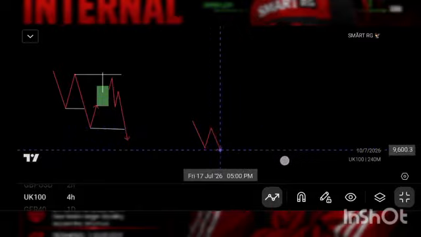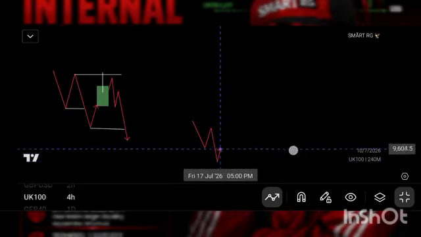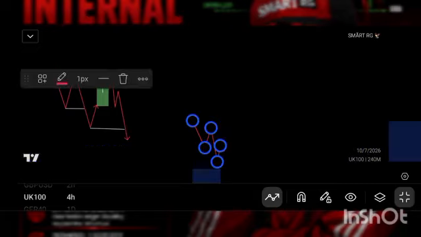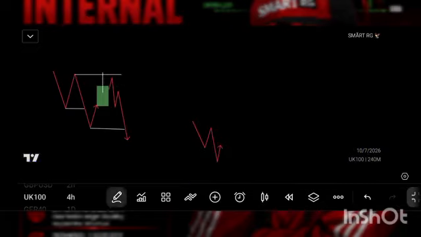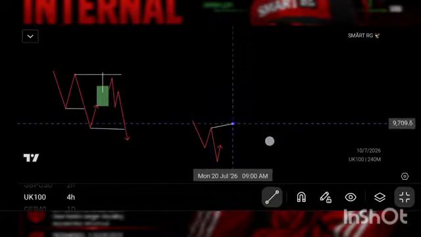Now the external liquidity has been what? Taken out, which is the lower low. Now we see something like price did something like this. I have to use the candlestick also. Let me first of all mark out the internal liquidity and the structural point. We don't know what it is yet.